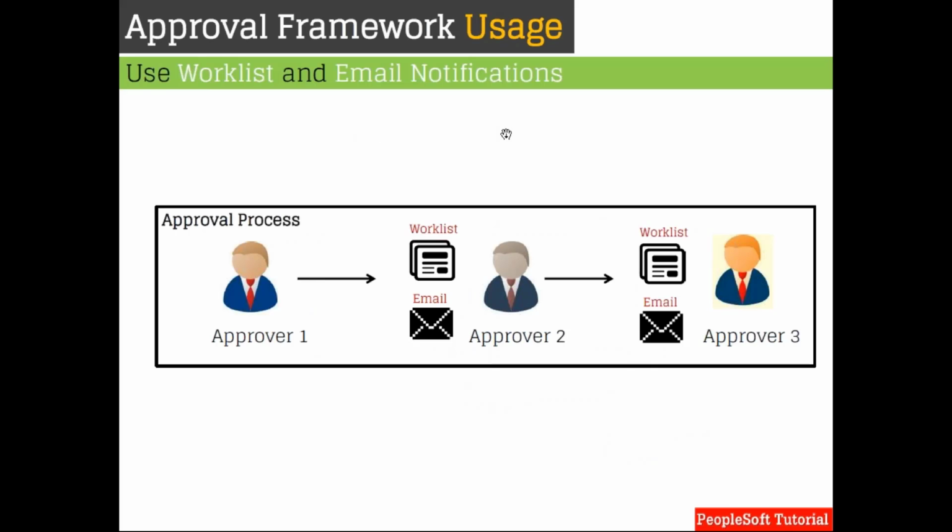Use worklist and email notification. This is, I would say, the core of the approval framework, that we have the capability to send mails, receive mails, and check our worklist and approve things or deny things from the worklist itself. Also there could be a further advanced level of configuration from where you can either approve or deny a particular transaction from the email itself. All those capabilities are provided by PeopleSoft and can be configured easily.